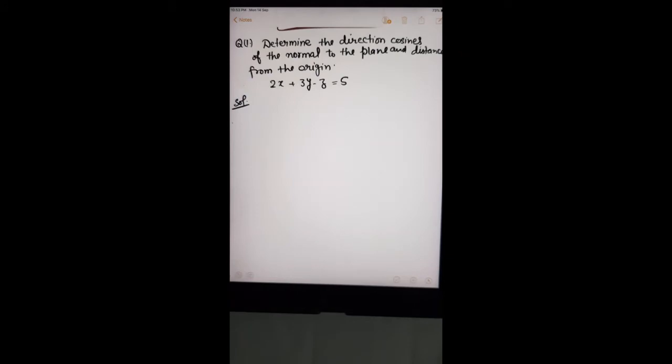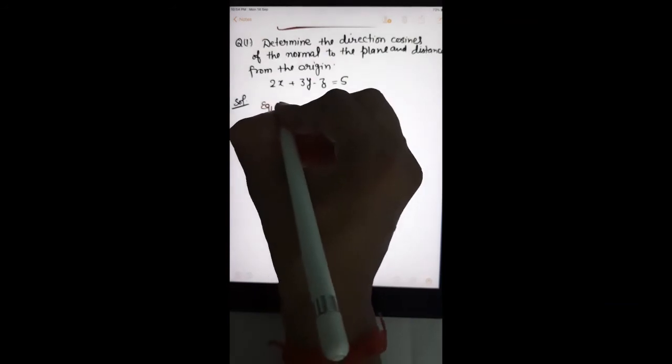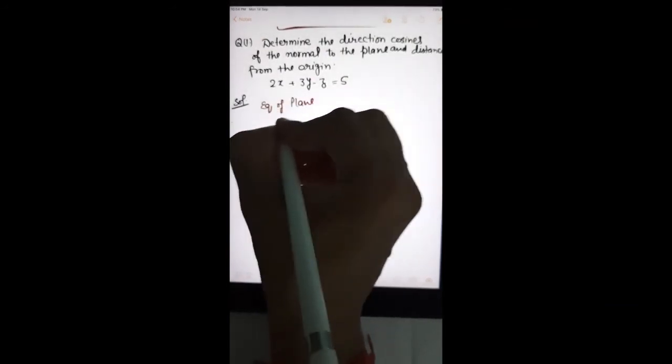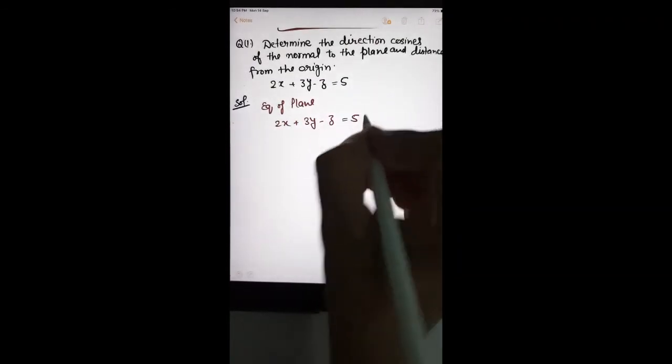Now let us take a question. Question is, determine the direction cosines of the normal to the plane and the distance from the origin. The plane is given by 2x plus 3y minus z equals to 5. So we know that to make the coefficients of x, y and z the direction cosines, we have to divide by under root of a square plus b square plus c square. So the equation of plane is 2x plus 3y minus z equals to 5.